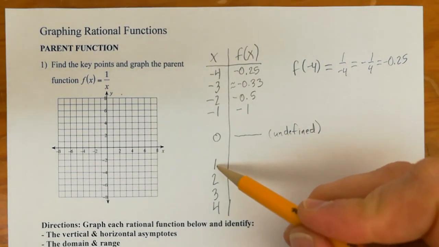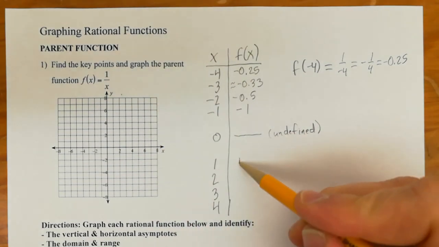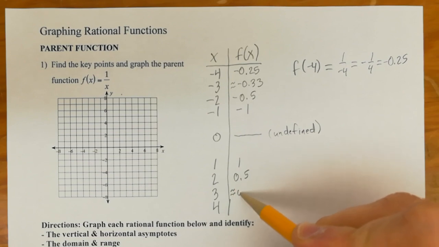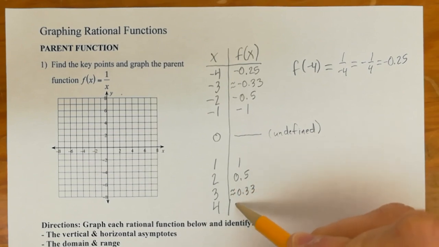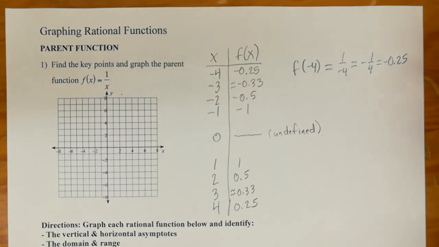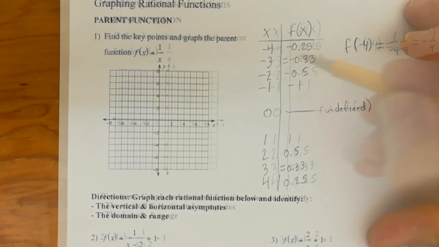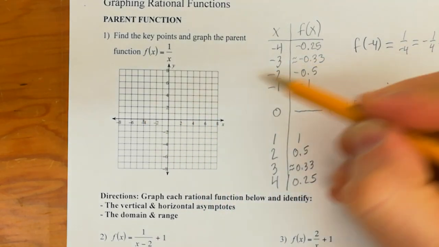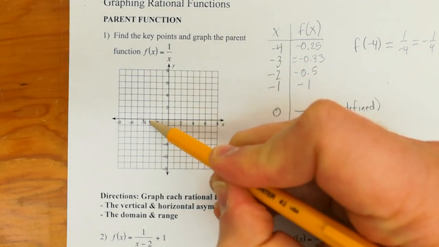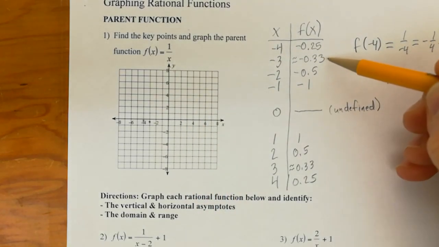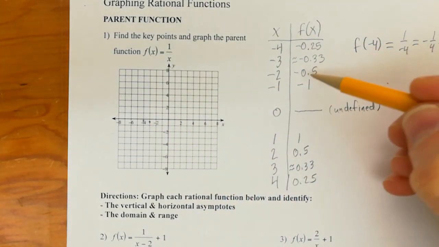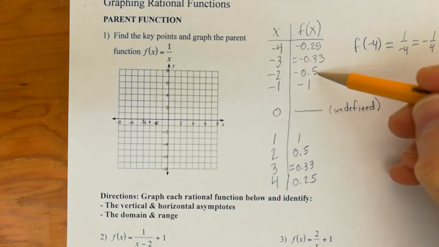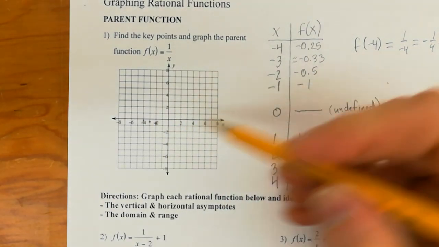All right, and then 1 divided by 1 is 1. 1 divided by 2 is 0.5. 1 divided by 3 is about 0.33. 1 divided by 4 is 0.25. All right, so let me graph these just to see what this would look like. So -4 and -0.25 about right there, and then -3, -1/3 here, or 0.33, just a little bit further down. And then -2, -1/2, right? And then -1, -1.